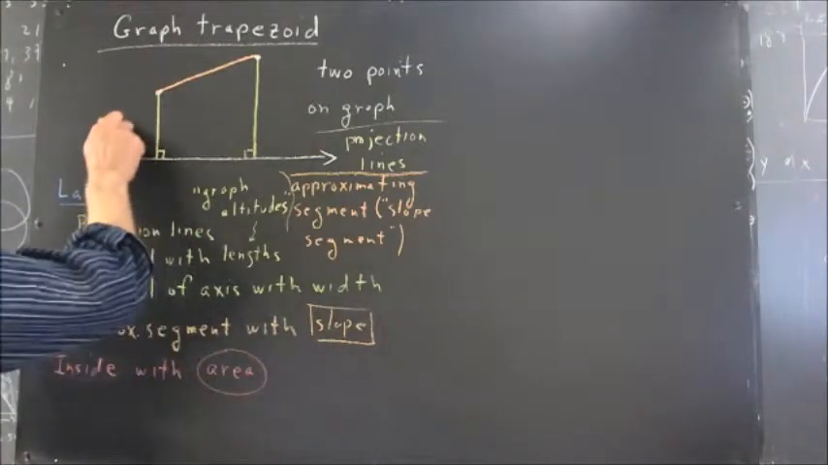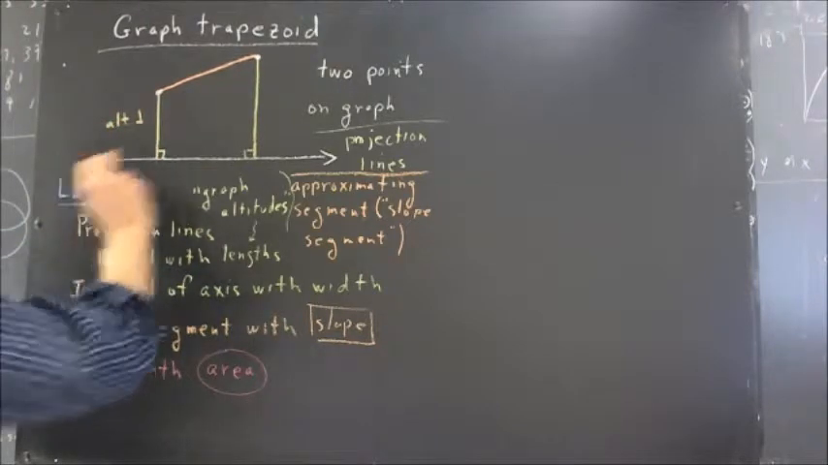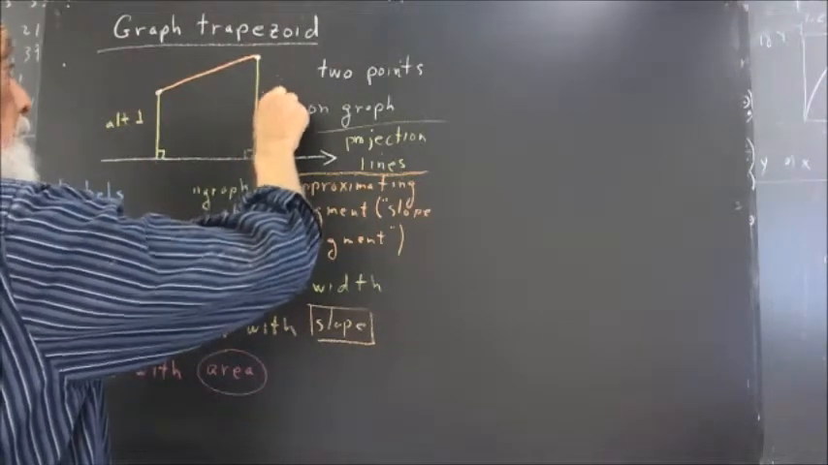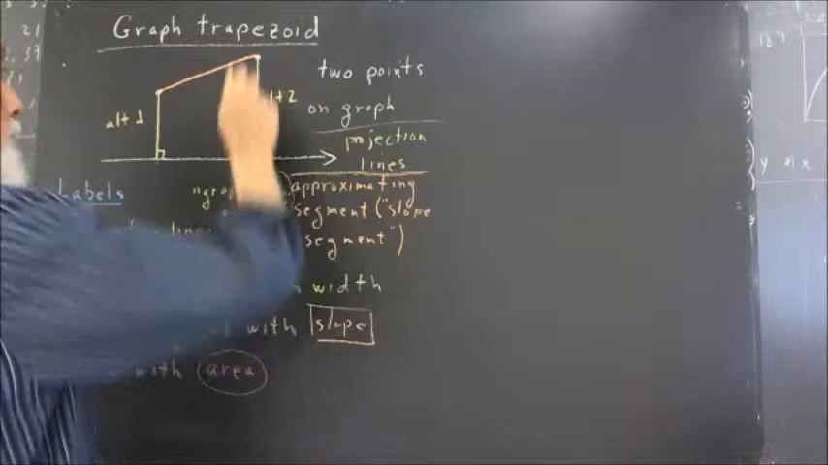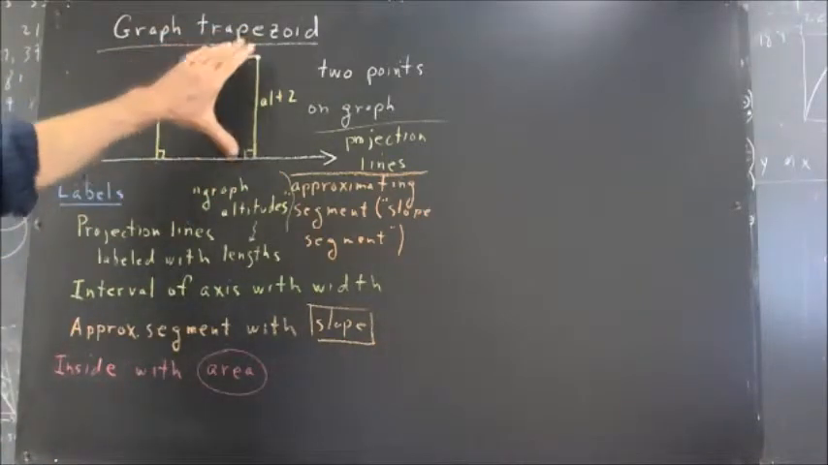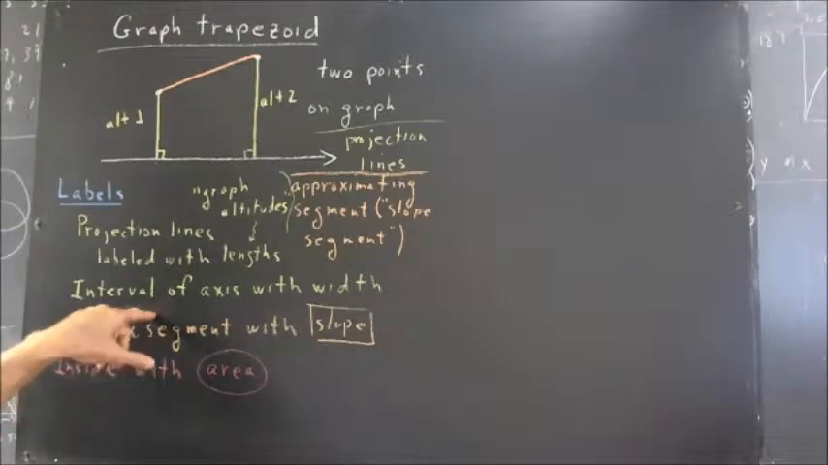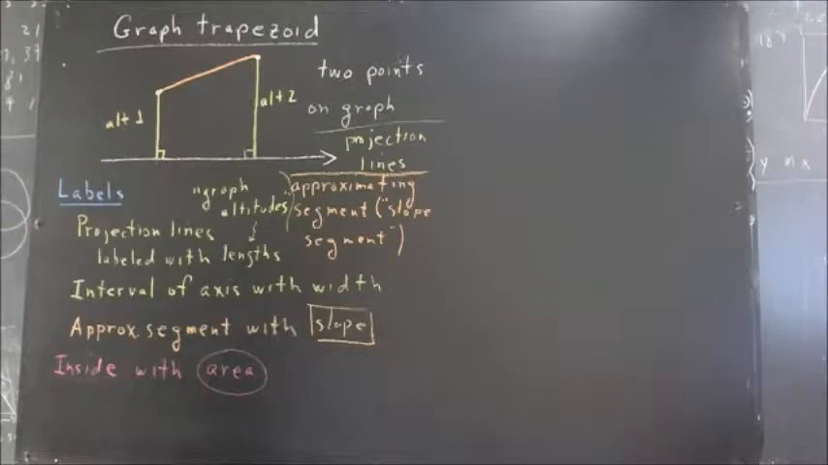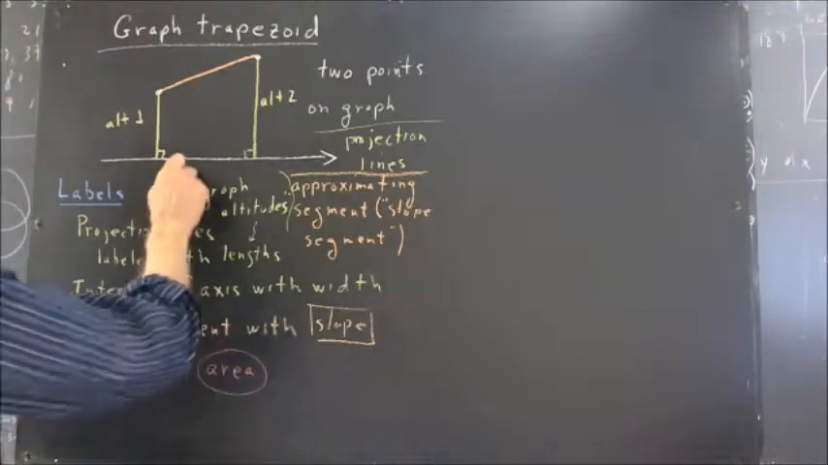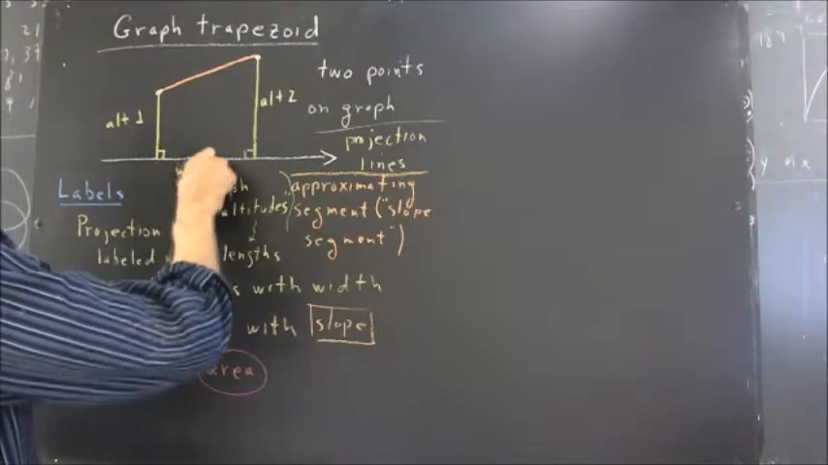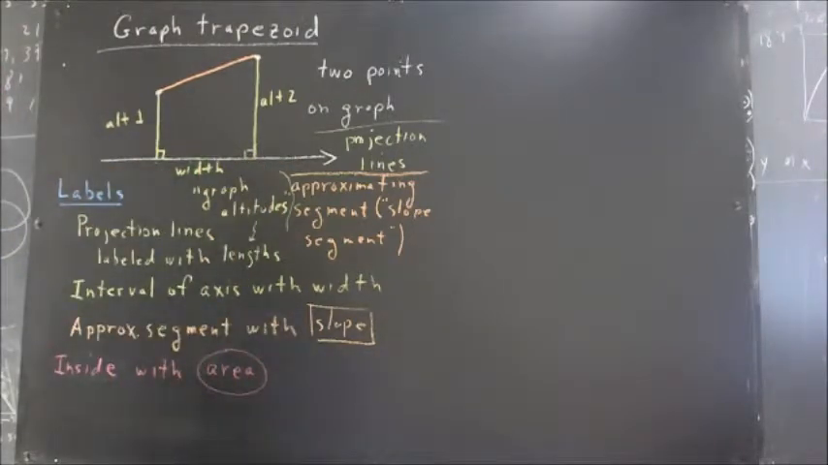So this altitude we could label with a number that would represent the altitude of this side, and this with a number that we could take to represent the altitude of this projection line. Then we label the interval of the axis with its width. From here to here is the width, so we put the width down here, and we understand that the number we put here is going to stand for the width of the trapezoid.